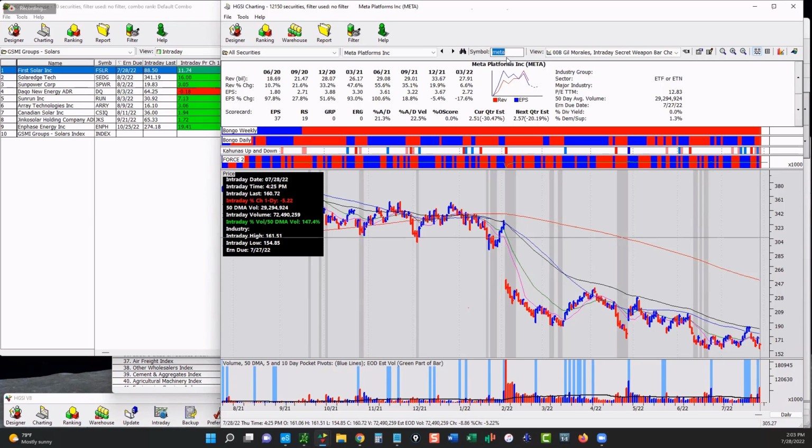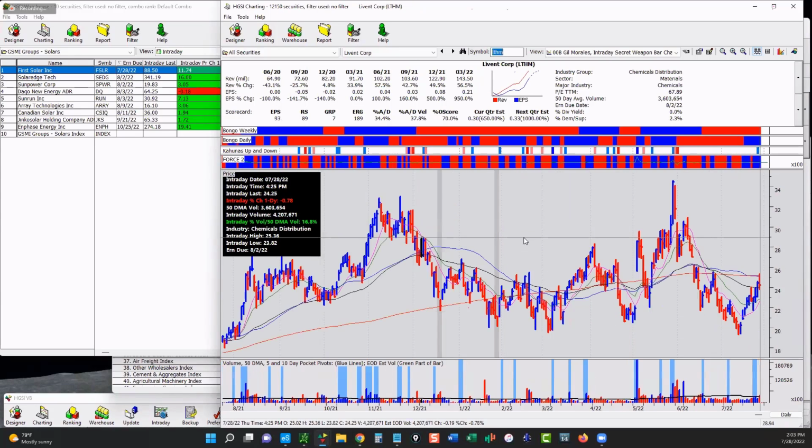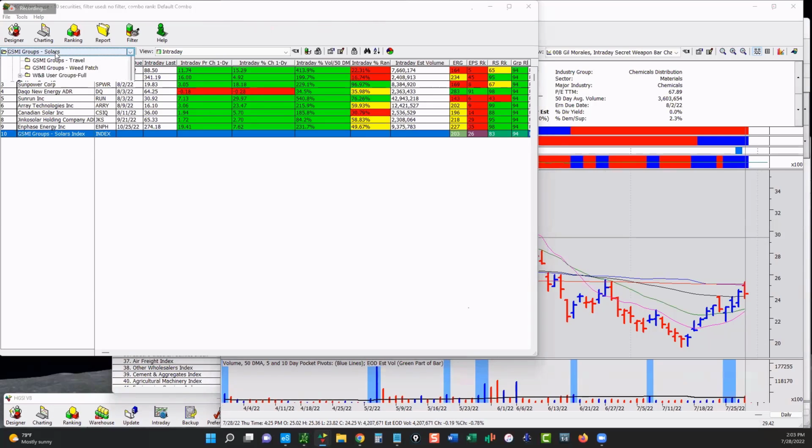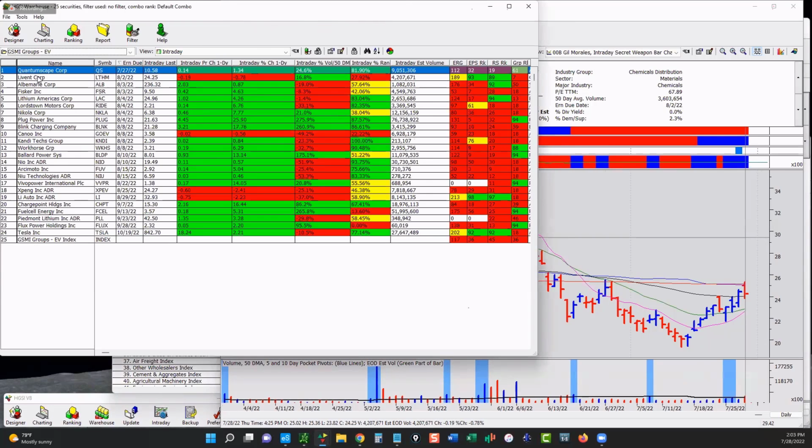Somebody wants you to show LTHM. Oh, LTHM, yeah, lithium. Is that it? Livent Corp. Yeah, that looks like a short. That was in my EV list. I actually didn't finish going through it, but you can do that, because this is what was moving.